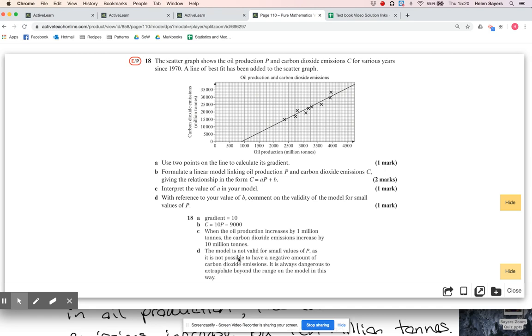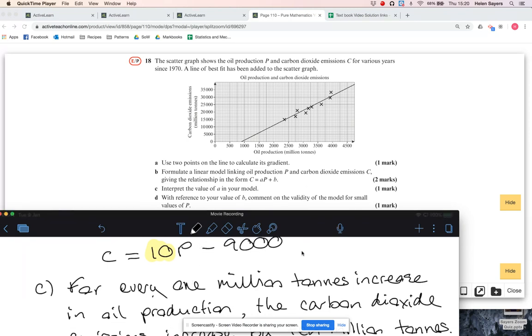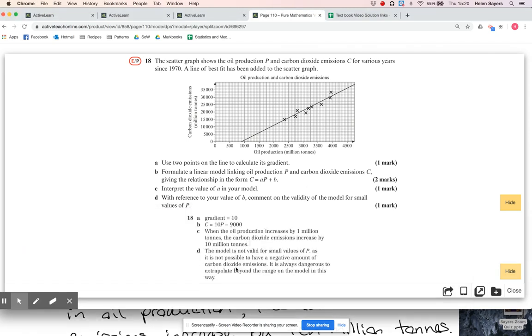The main issue people have with questions like this when they come up in the exam is being too vague. So make sure you're really clear why it's not feasible. It's specifically because you could not have negative emissions. Okay, and yeah, we got 10. I think we got that. Let's just double check. Yeah, and what was the other part? Oil production increases by 1 million tons. Yeah, we're good.